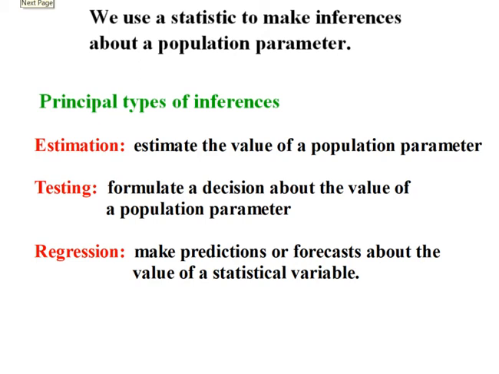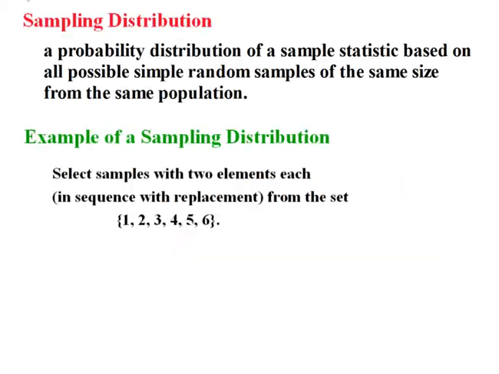Okay. We use statistics to make inferences about population parameters. The principal types of inferences: we can do an estimation. That's what we'll be doing with the normal curve in this chapter and the next. Testing, hypothesis testing: you can formulate a decision about the value of a population parameter from that statistic. And then regressions, that's the last thing we'll do from here. You've done quite a bit with this before, but you can do line of best fit, linear regression, even quadratic regressions, cubic regressions, to forecast some sort of statistical variable.